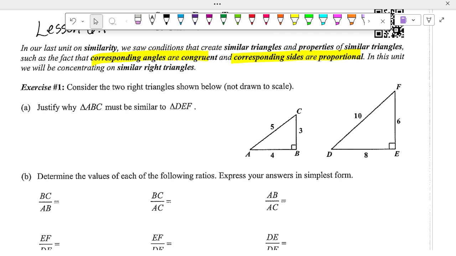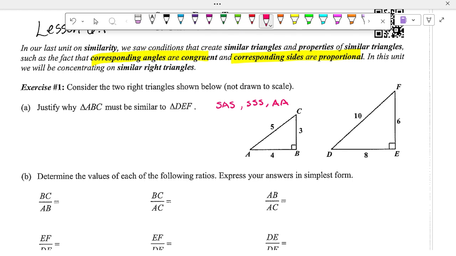Now, who remembers the postulates that you can use to figure out if you have similar triangles? So it's side angle side. What else? SSS, and there's one more. AA. Good. So those are the three postulates we can use to figure out if we have similar triangles or not.